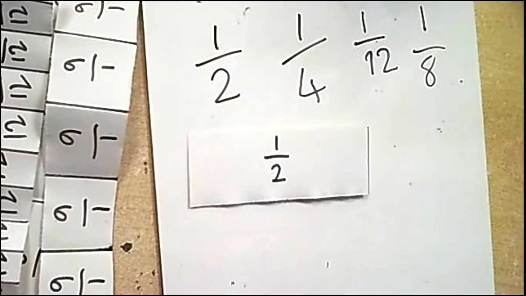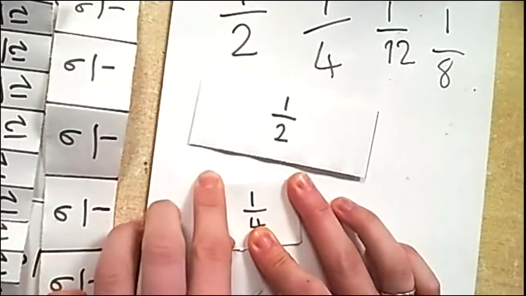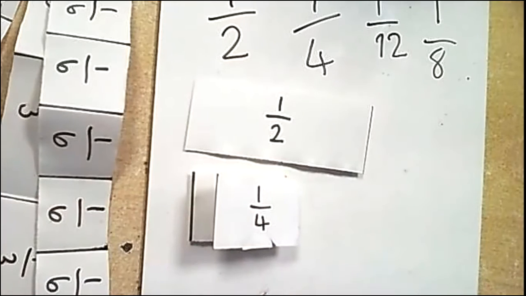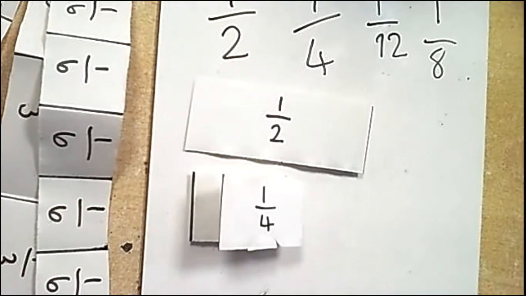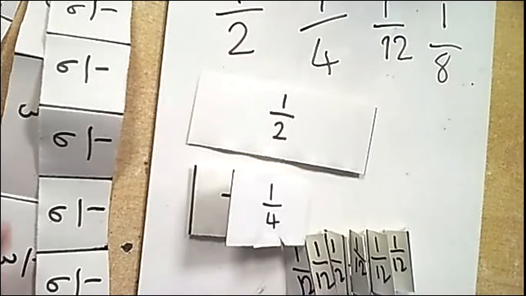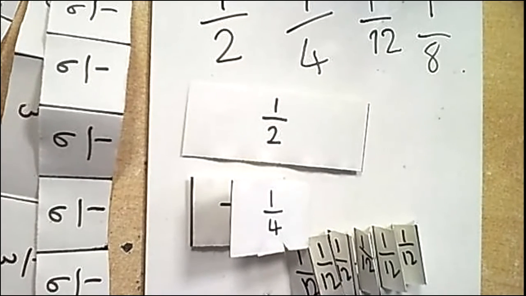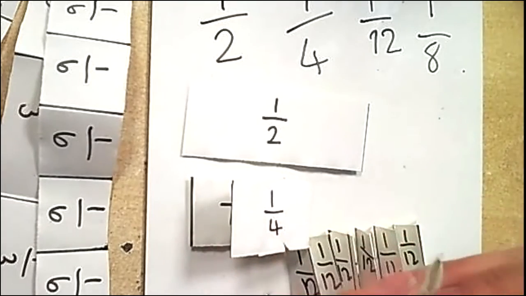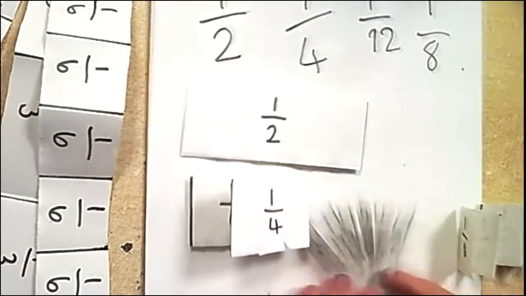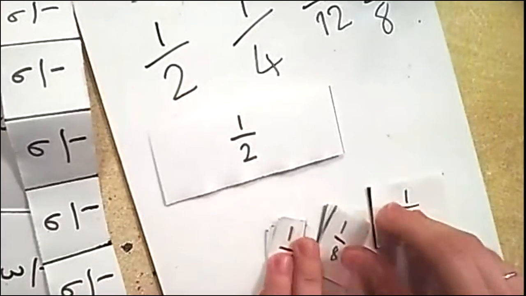Got 1/4. What's the other one? 1/12. Oh, 1/12 is tiny. If it'll let me fold them all up. 1/12. Oh, look, it's all smooth now. And 1/8. There's my 8. So we're looking at these now to help us decide which is the biggest fraction to the smallest fraction. Oh no, smallest to the biggest it said, didn't it? So let me have a look.